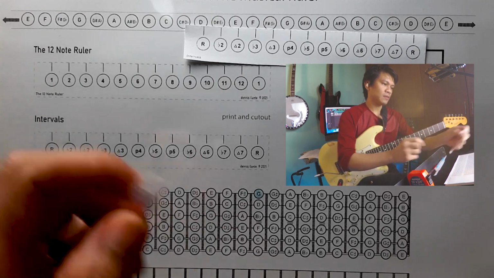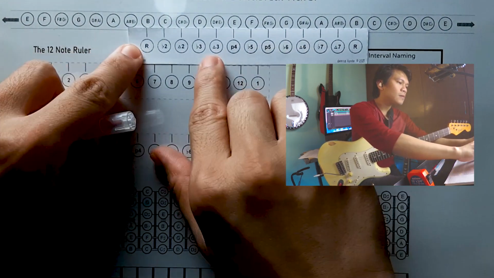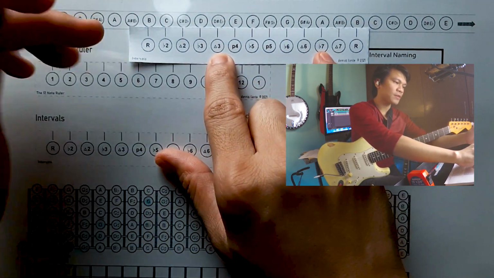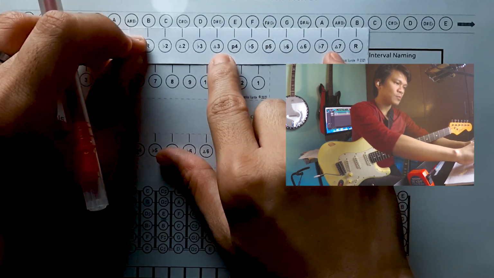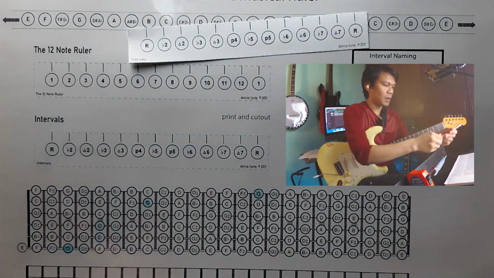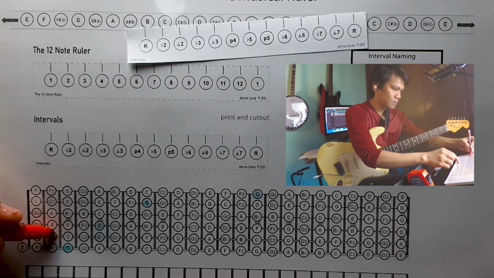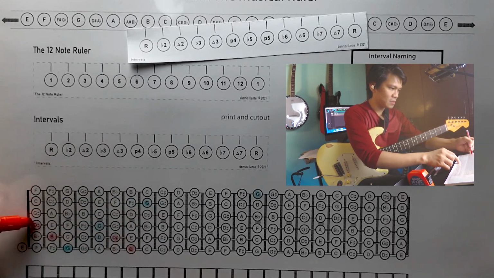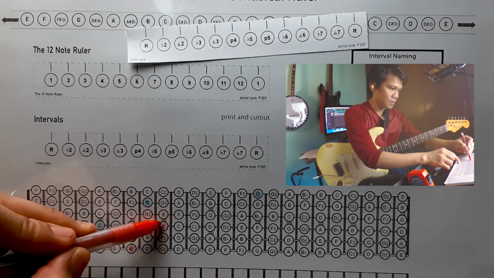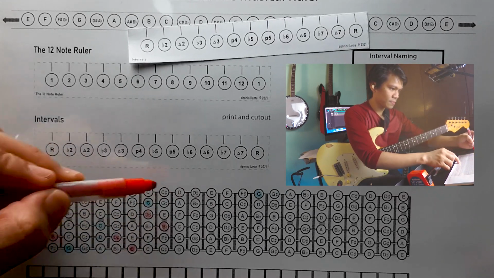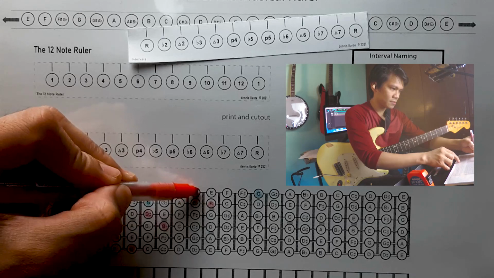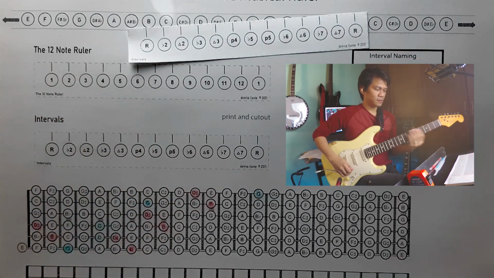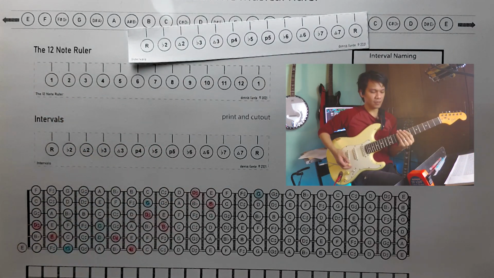Now, if we look for the major third of B, that would be a D sharp. So let's mark that using red. So you'll be able to find all of the thirds of B. Right, so there's also one here. And there's a B here. Okay. So I'm playing it in a sequence.